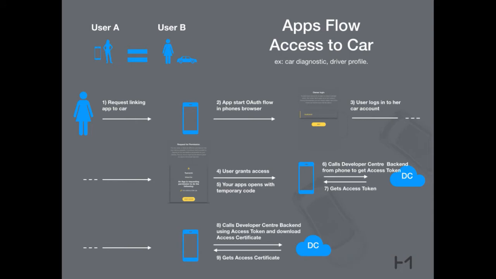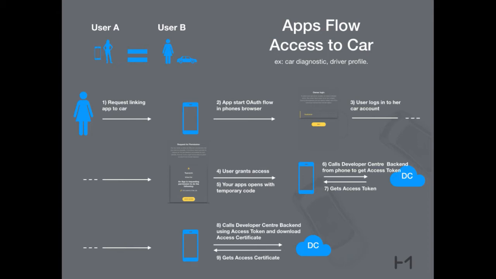And items 8 and 9 are functions already implemented in the SDK. So as long as you get the access token from the backend, item 7, you can use the SDK to get the access certificate that communicates with the car.